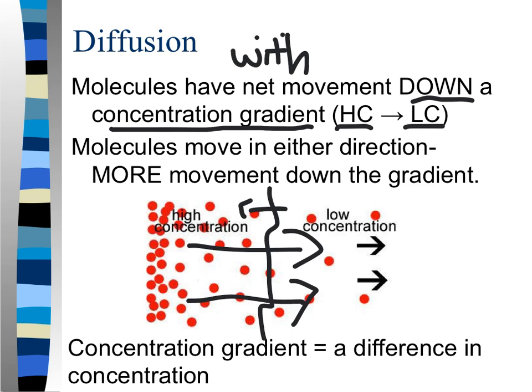Okay, so molecules do move in both directions because it's a random movement. The movement happens from collisions and molecules bouncing off one another. But because you'll get a higher number of collisions where there are more molecules, you will have a net amount of movement from an area of high concentration to low concentration.